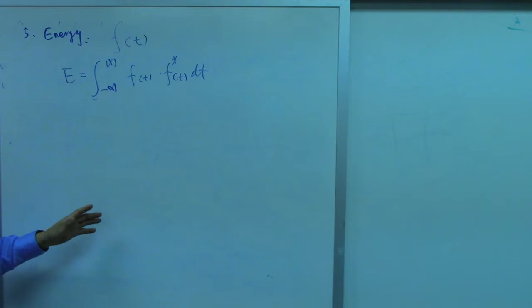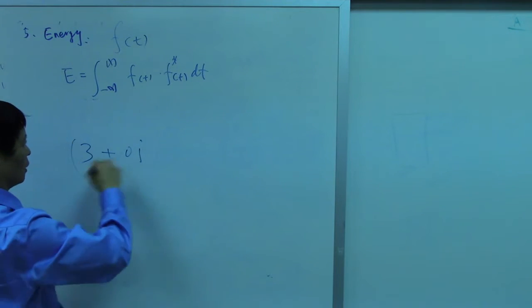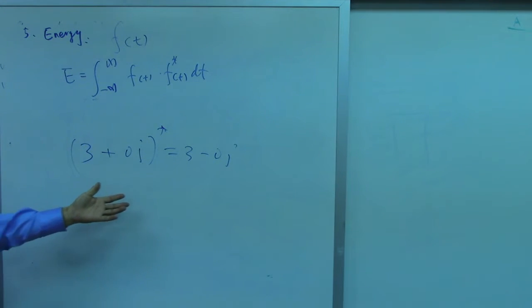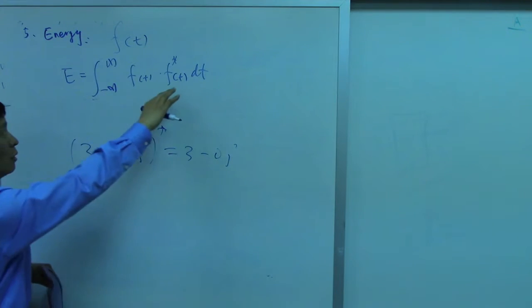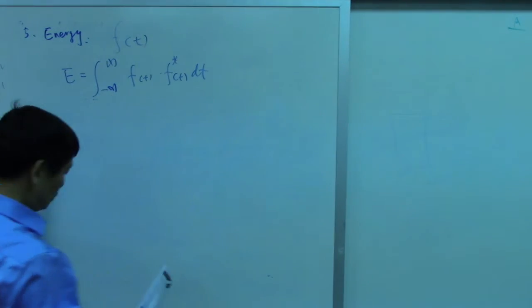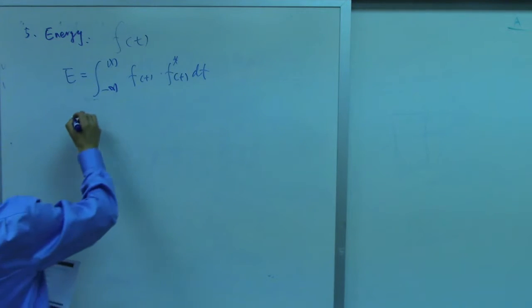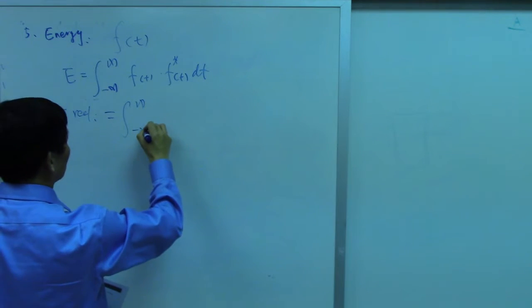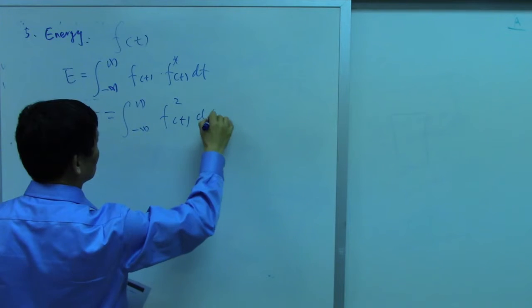If a signal is real, for example 3 plus 0j, that is a real number. Then the complex conjugate, 3 minus 0j, is the same thing. So for a real signal, the complex conjugate just equals the signal itself, because there's no imaginary part. So for real signals, the energy will be equal to the integral of f(t) squared dt.